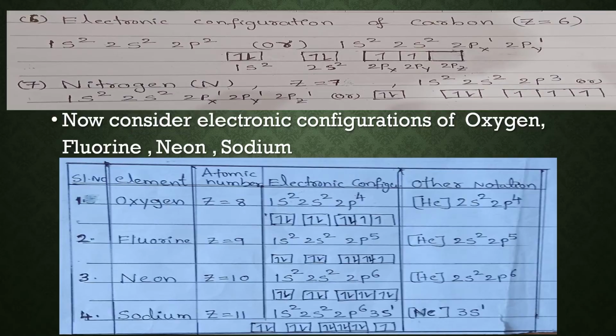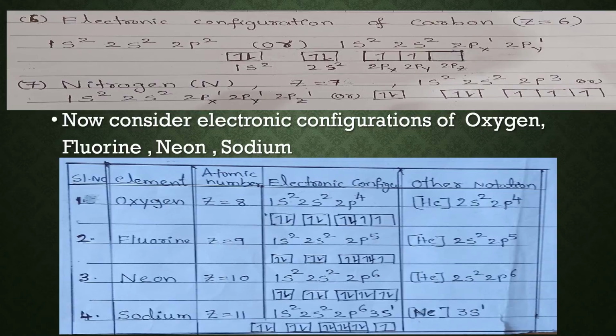Oxygen electronic configuration. Atomic number Z equals 8, 1s2, 2s2, 2p4. Other notation [He] 2s2, 2p4. Fluorine, atomic number Z equals 9. Electronic configuration is 1s2, 2s2, 2p5. Other notation [He] 2s2, 2p5. Neon, Z equals 10. 10 electrons are present in neon. Electronic configuration is 1s2, 2s2, 2p6.